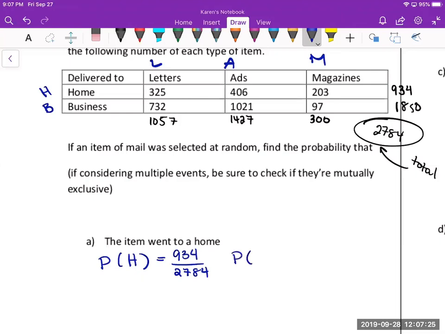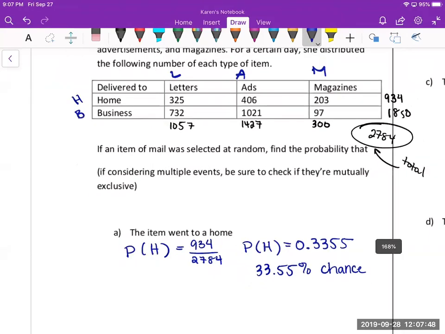I'm going to say the probability a piece of mail went to a home is 0.3355. Be careful of that very last decimal place. It's rounding up there. So there's a 33.55% chance. That is the probability there. I like both of these, right? I like it in decimal form and in percentage form. Let's look at the next question.